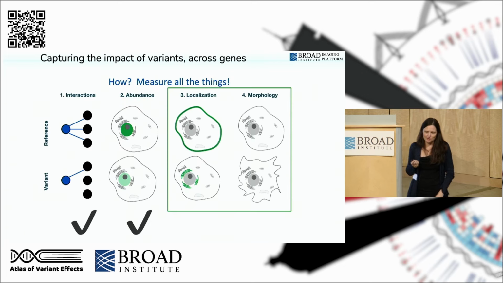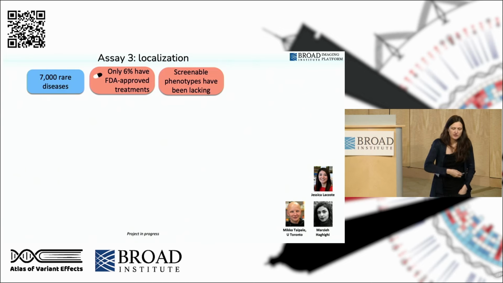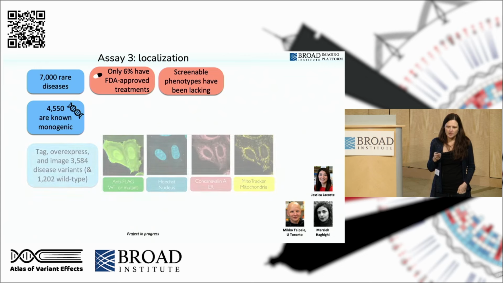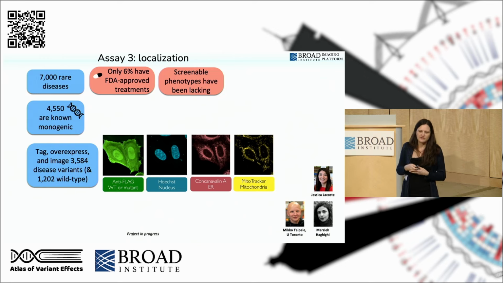All right, so now we're back to the VarChamp project where we can look at how we are measuring localization and morphology. So now we turn to a collaboration with Mikko Taipale's group at University of Toronto. So he's generating the data for this aspect of the project, and we'll start talking about a particular subset of the data that we've analyzed so far, where we are taking 3,500 disease variants, and his student Jessica Lacoste tagged and overexpressed and imaged that large number of variants together with their reference counterparts.